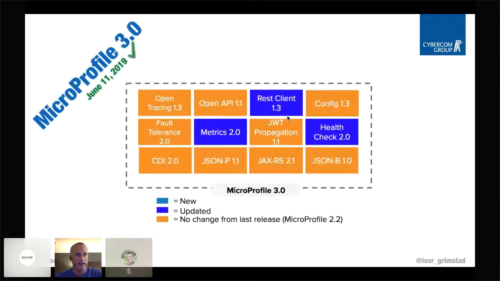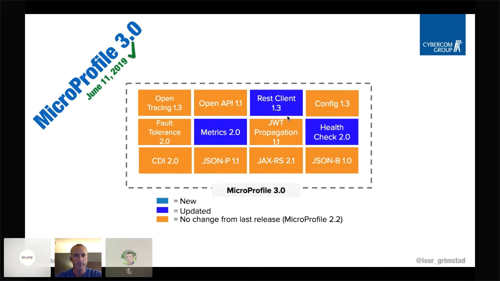The latest version of MicroProfile available now is MicroProfile 3.0. It came out this summer. There is a 3.1 release coming up in a month or so, but this is the latest version out there. And as you see, it's a lot of APIs. The four boxes on the bottom here, CDI, JSON-P, JAX-RS and JSON-B, are familiar technologies from Java EE.